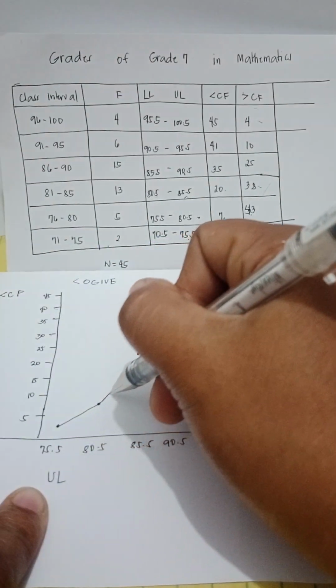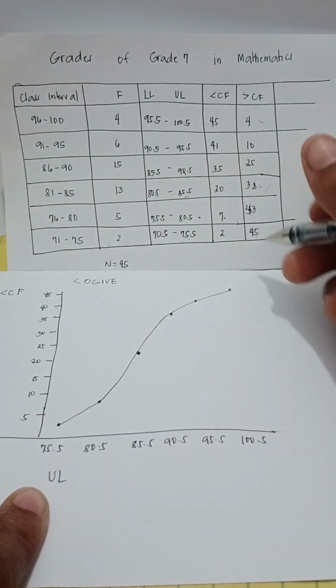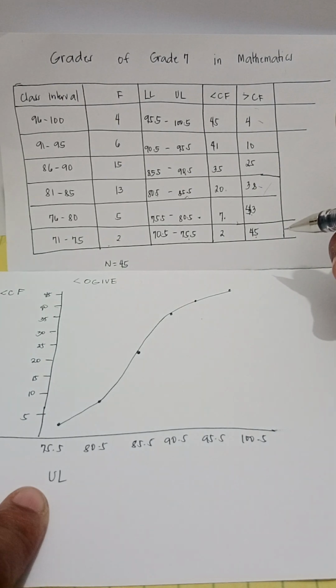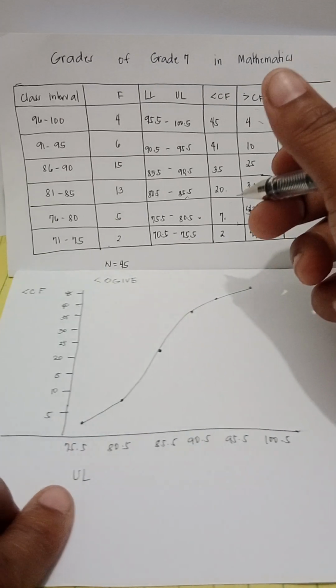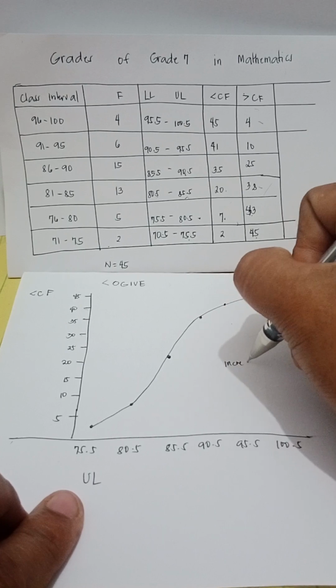Connect the points. As you can see, there is a line graph that is being formed for less than ogive. Since ogive is a type of line graph, the trend of this graph is increasing.